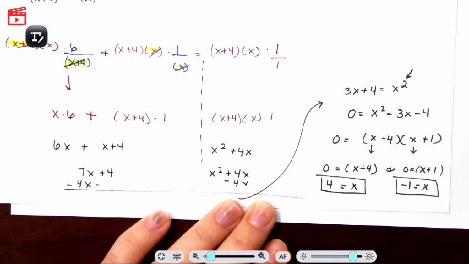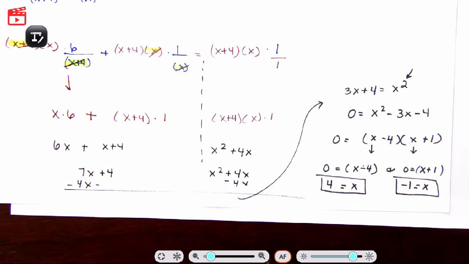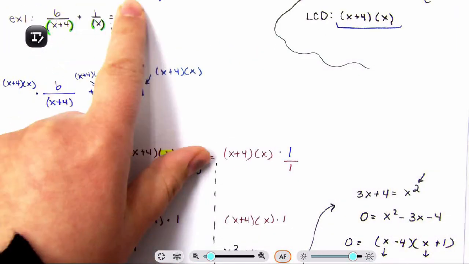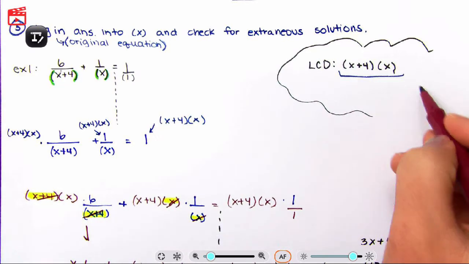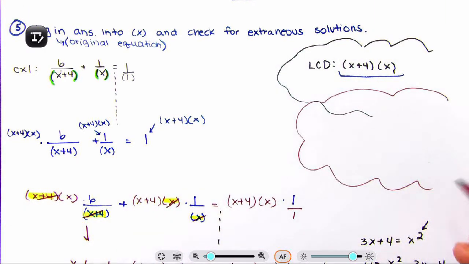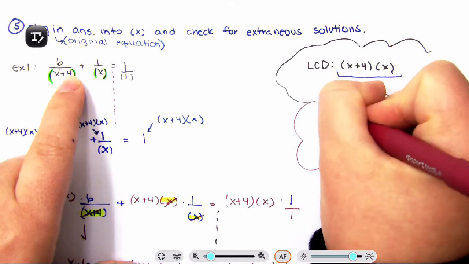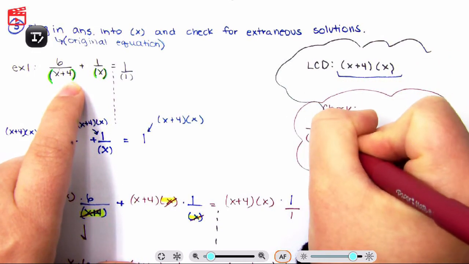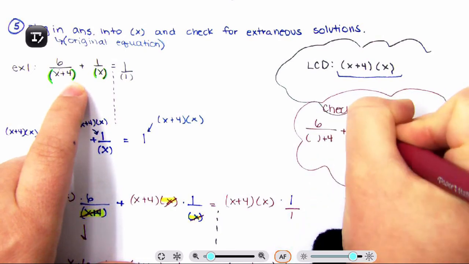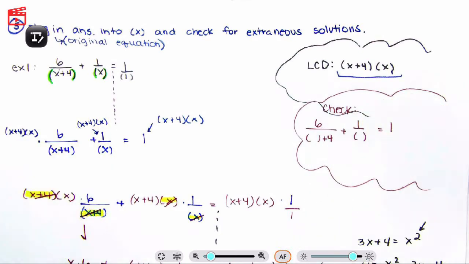So now I have two possible x values. How do I know which one's actually going to work? You're going to take these two values and plug them into your original equation. You can do it in your head, and I'm doing the check. So I'm doing 6 over, plus 1 over, is equal to 1. I'm checking if both of them are going to equal 1 when I plug them in.